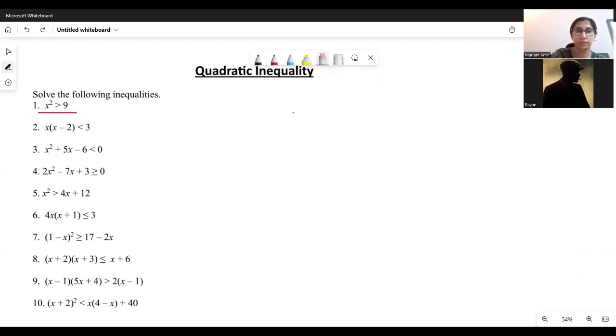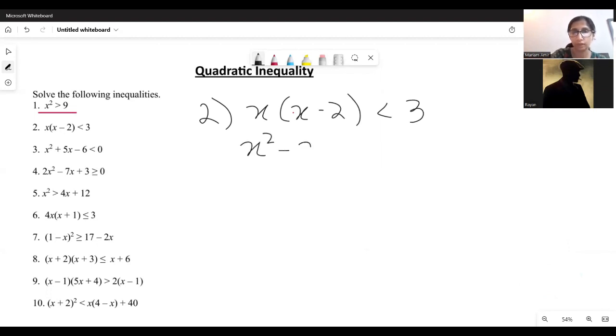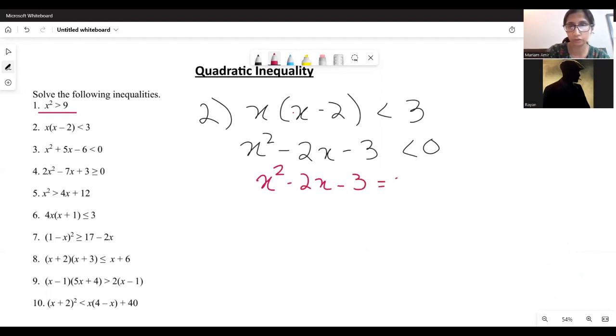Question number 2 is x bracket x minus 2 less than 3. Let's bring everything to the same side. Open the bracket simultaneously. x squared minus 2x minus 3 less than 0. Now let's treat it as an equality. x squared minus 2x minus 3 equals 0.